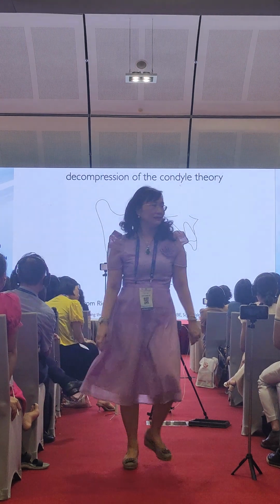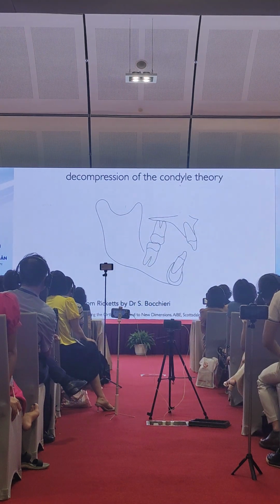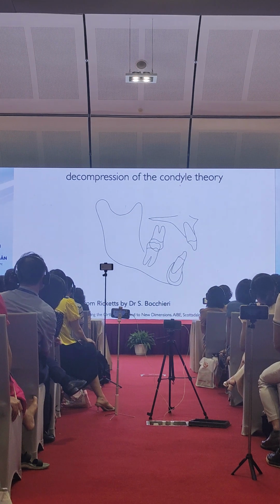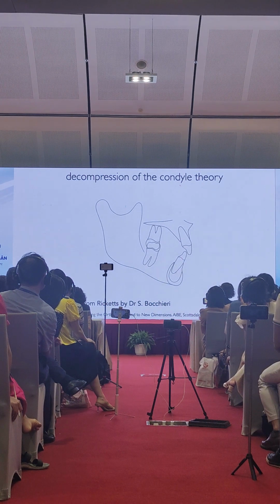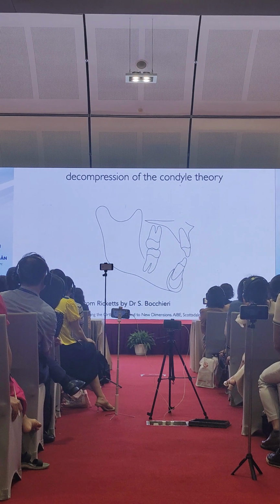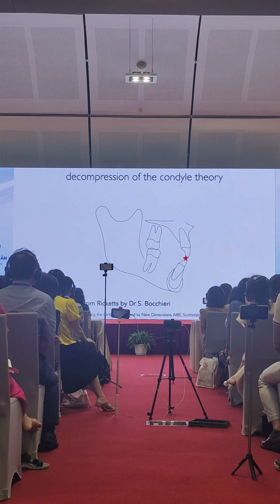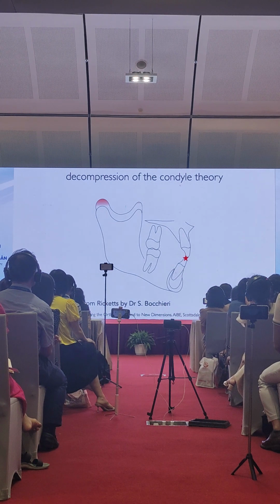This is from one of my students, Salvatore Boccheri, and he described this effect. First of all, the extrusion of the upper molars, the correction of the protrusion of the maxilla, and the intrusion of the lower denture, and prevent the anterior interferences in order to decompress the condyle. In this way, the condyle can grow upward and forward, and the chin can grow downward and forward.